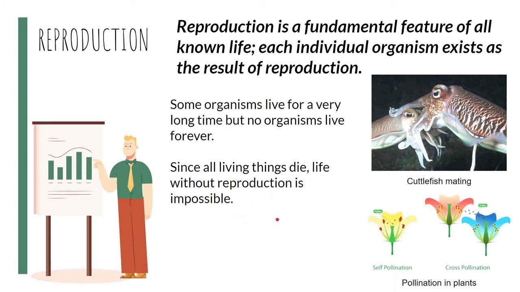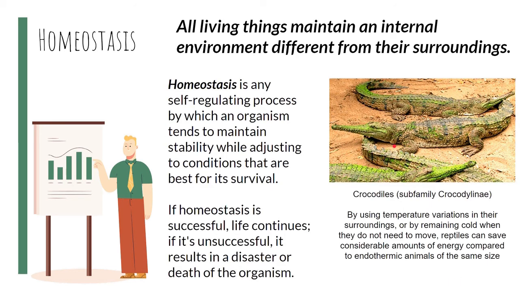So we can actually conclude that all living things are results of reproduction, and all living things are capable of reproduction. All living things maintain an internal environment different from their surroundings. We call that homeostasis, or a self-regulating process by which an organism tends to maintain stability while adjusting to conditions which are important for its survival. Let's look at the example of crocodiles from the subfamily Crocodylinae.